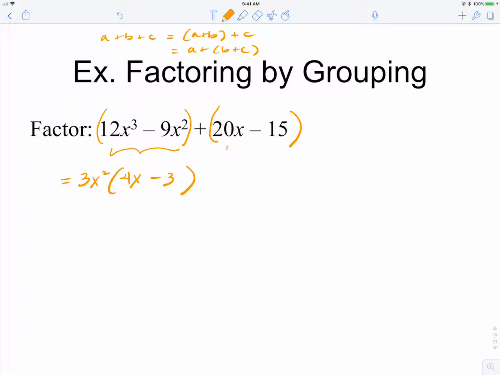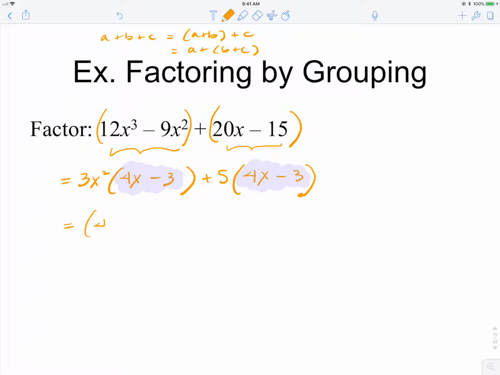Okay, so looking at the second grouping of terms, the greatest common factor of 20x and 15 is going to be positive 5. So I can factor out a positive 5 from 20x minus 15. And I think, okay, well, what times 5 would give me 20x? And that's going to be 4x. And then I think what times 5 would give me negative 15, and that would be minus 3. Well, what do you know? We now have a common binomial factor that we can factor out.